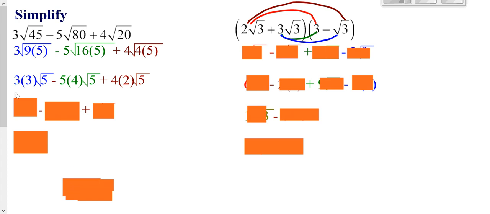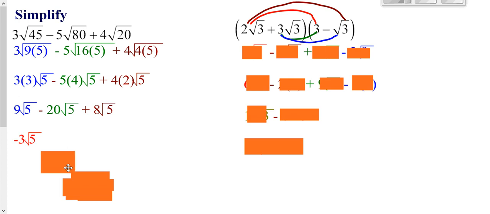So here we really have 9 of the root 5s. Here we really have minus 20 of the root 5s. Here we have plus 8 of the root 5s. Now that all these roots are the same, we can just add and subtract these together. 9 of the root 5s minus 20 of the root 5s plus 8 of the root 5s is a total of negative 3 of those root 5s.